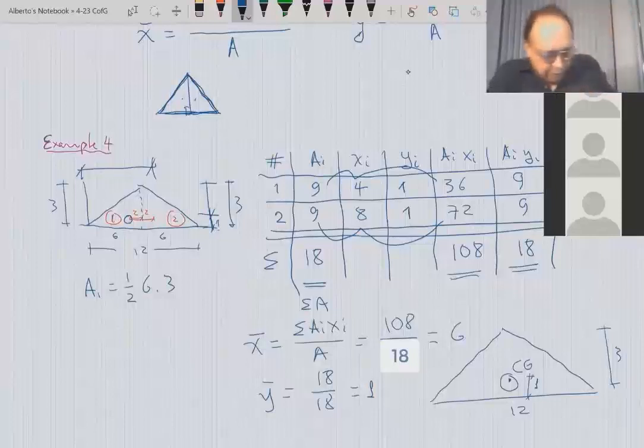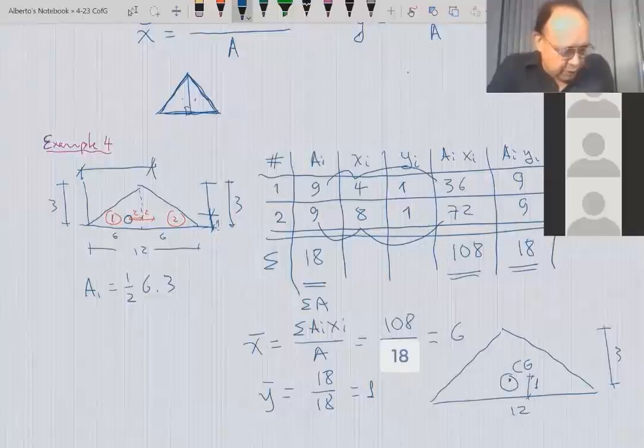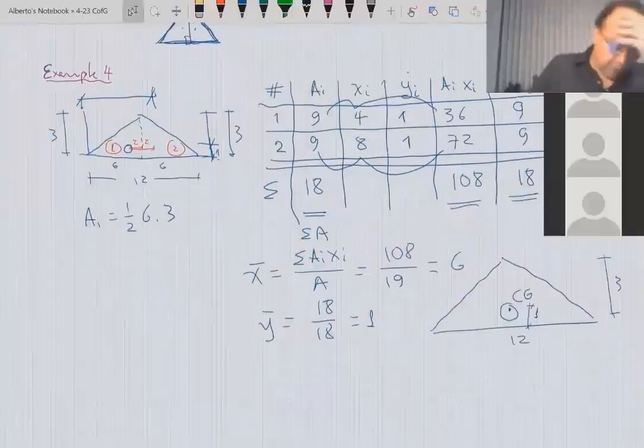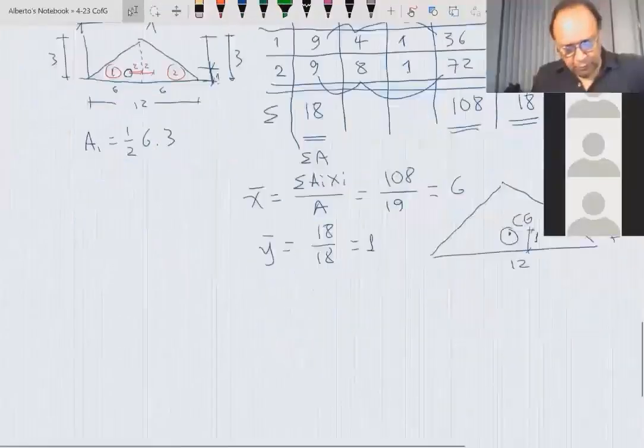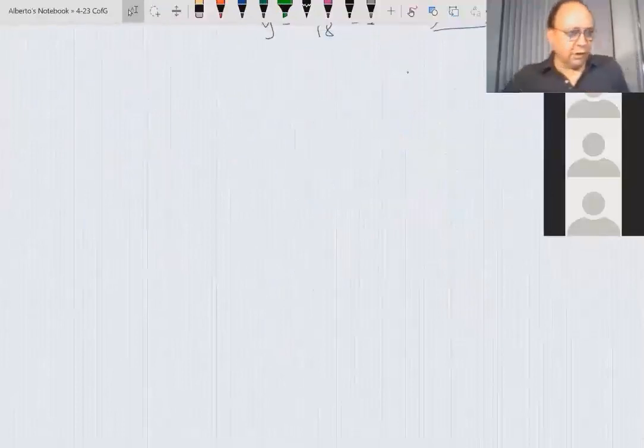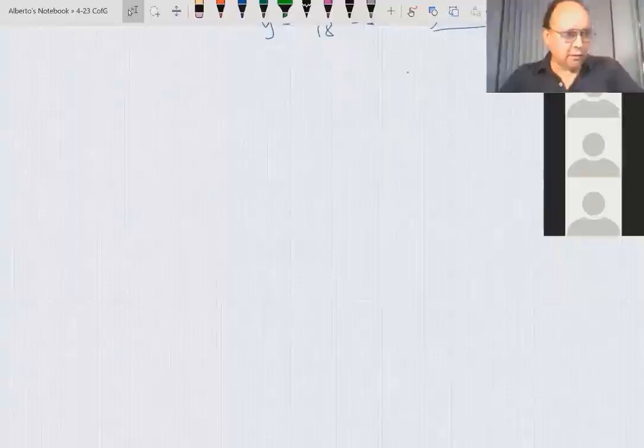I guess we are going right, but let's make one last example, because I want to introduce what happens if you have a hole in the figure. So you just basically subtract the hole. Let me make one last example here.